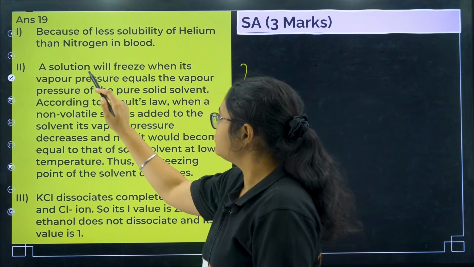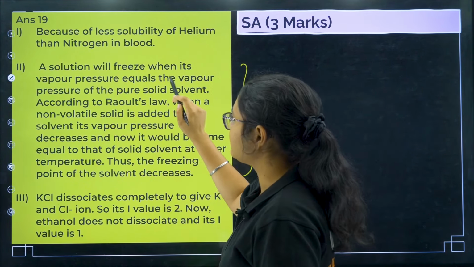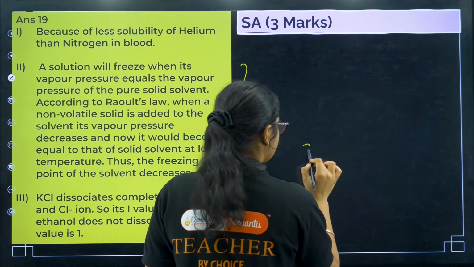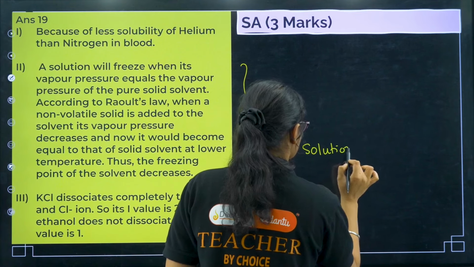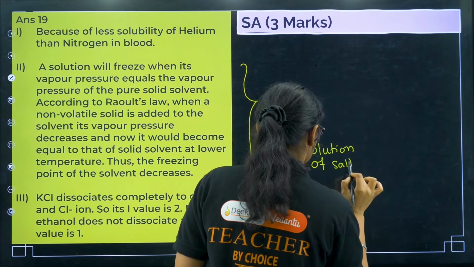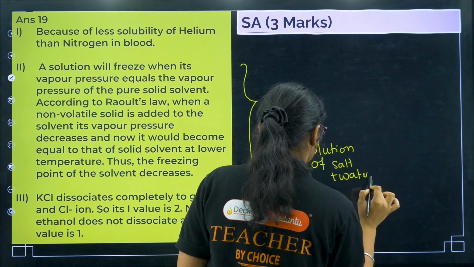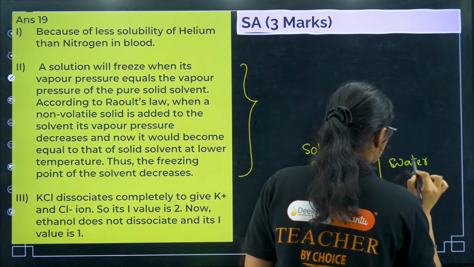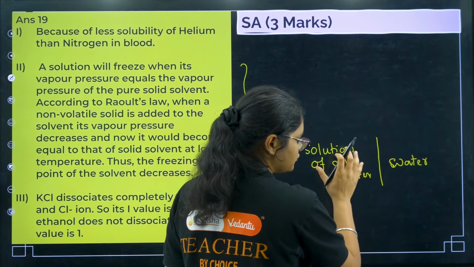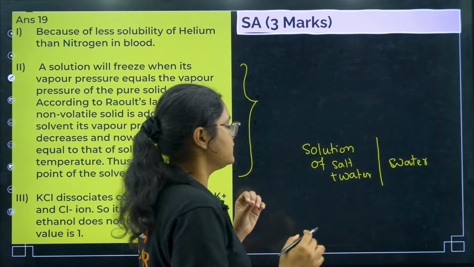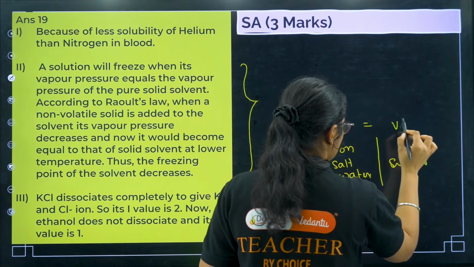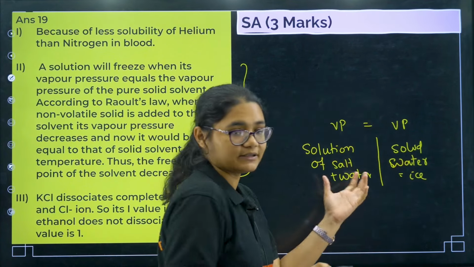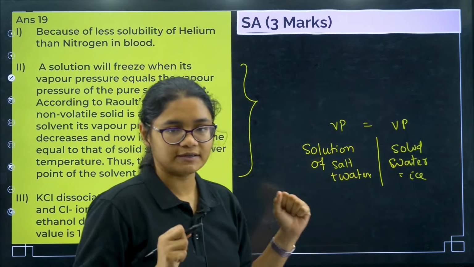Okay, now see, a solution will freeze when its vapor pressure is equal to the vapor pressure of the pure solid solvent. For example, you have prepared a solution of salt plus water. So what is the pure solvent here? Water. So this solution will freeze when the vapor pressure of this solution is equal to the vapor pressure of solid water, that means ice. When these two vapor pressures are equal, we will find the freezing point is reached.